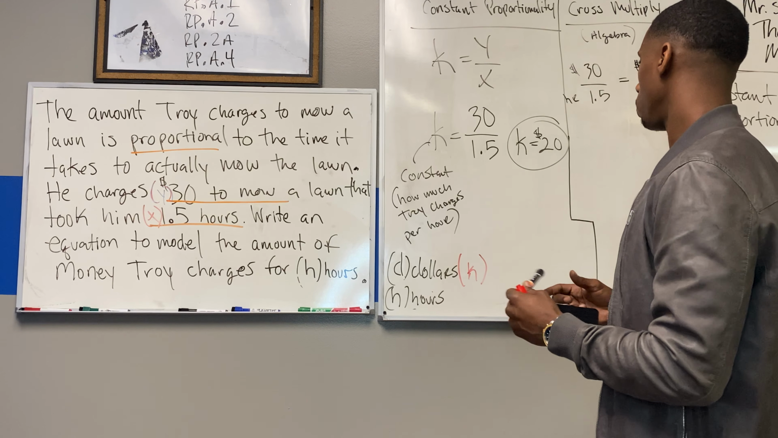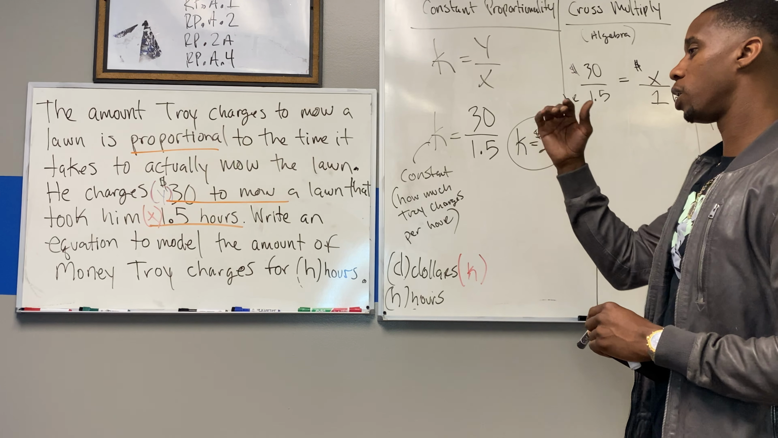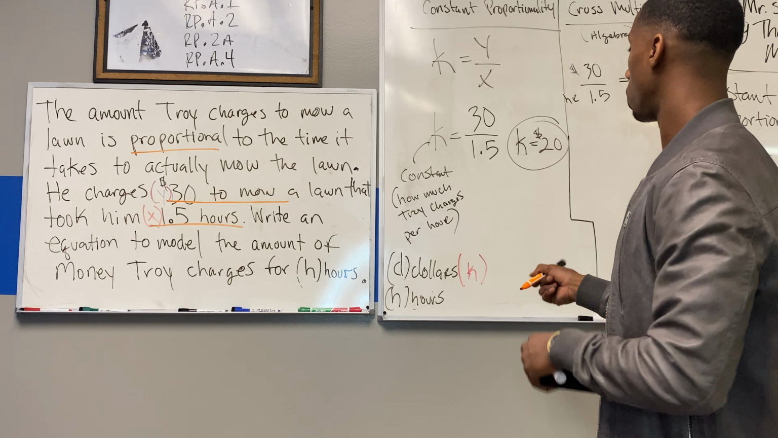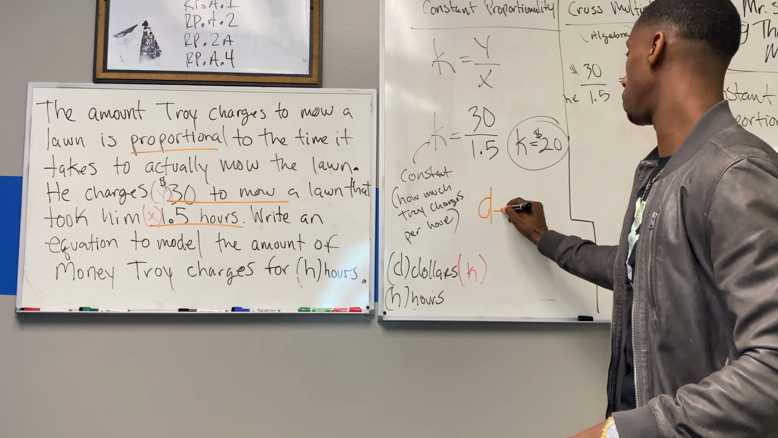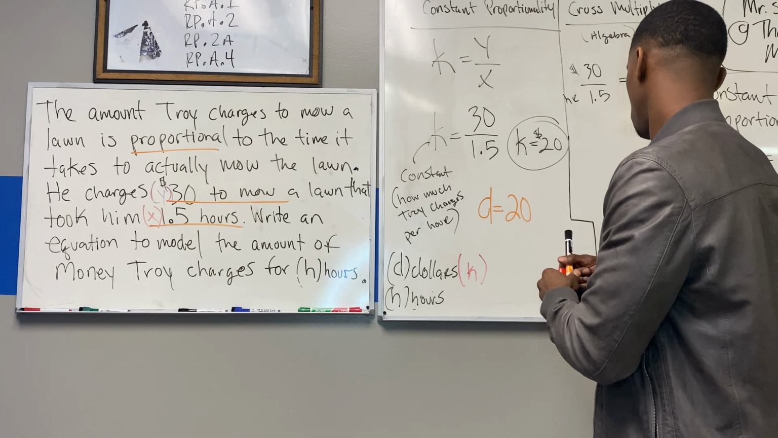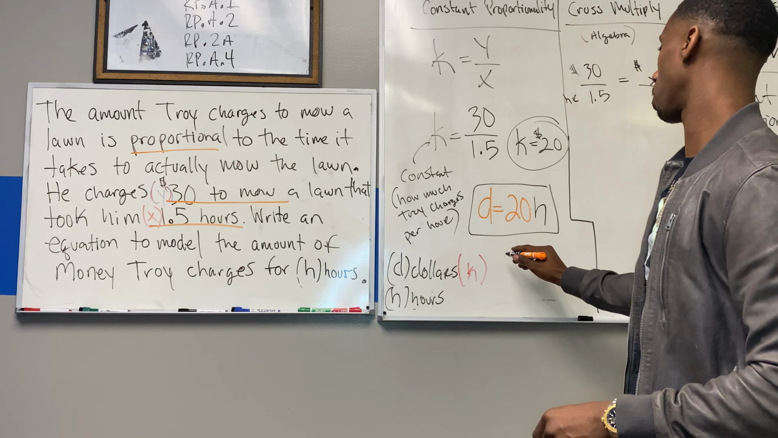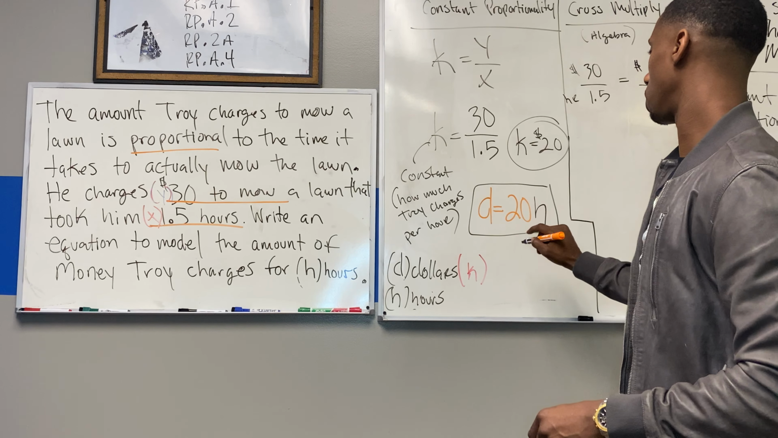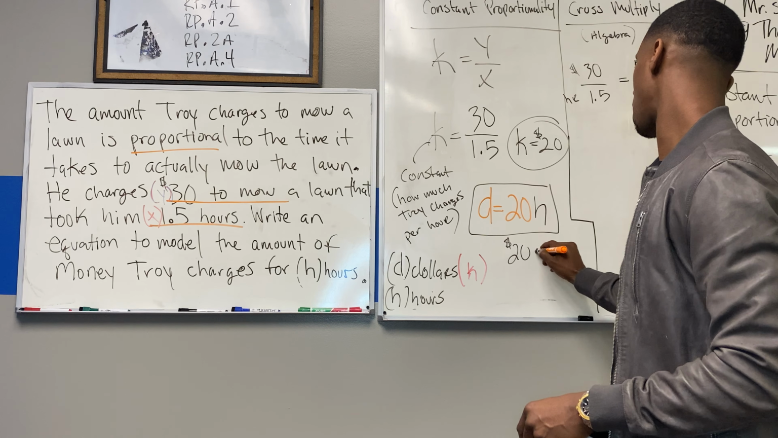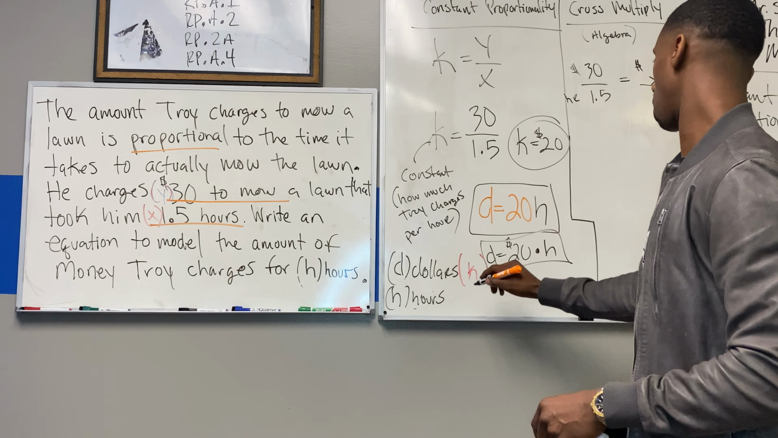Now, as far as answer forms go, we want to be able to choose the correct answer if they're giving us a multiple choice, open-ended, doesn't matter. So if I'm using these variables, D would be equal to $20 times the amount of hours he works. And even though there's no multiplication sign there, we know that 20H represents 20 times H. So $20 times the number of hours will give you his pay or his money amount.